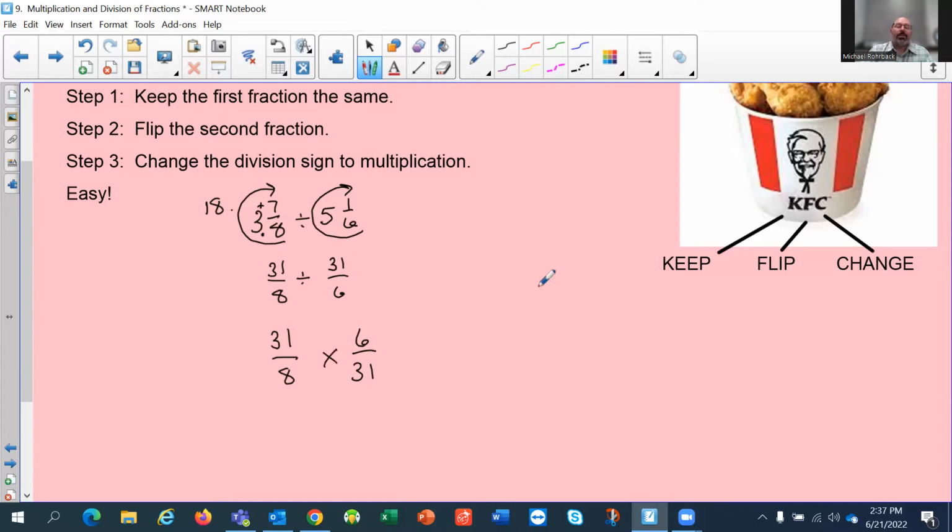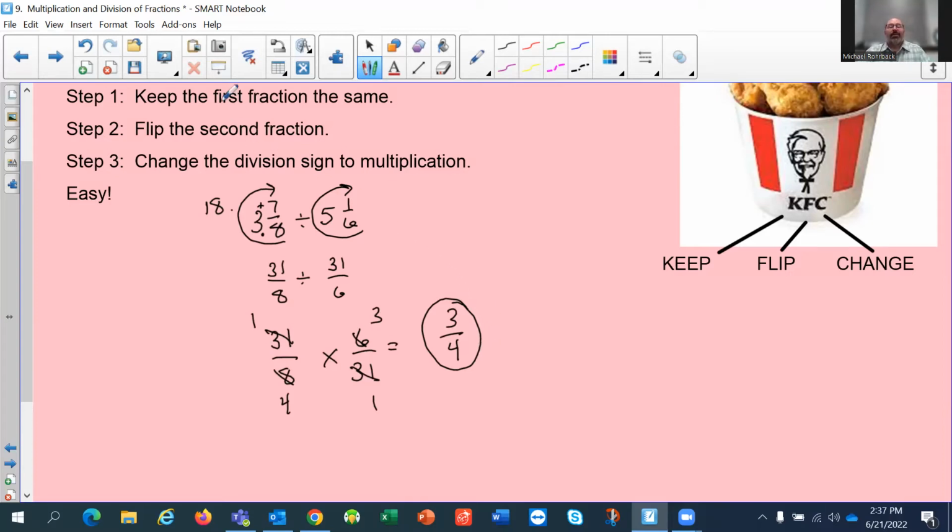This changes to multiplication. And now what looked like it was going to be a really horrendously long problem is simple because these cancel out and both become 1. That divides by 2 and becomes a 4. That divides by 2 and becomes a 3. And 1 times 3 is 3. 4 times 1 is 4. And 3 7/8 divided by 5 1/6 is 3/4.